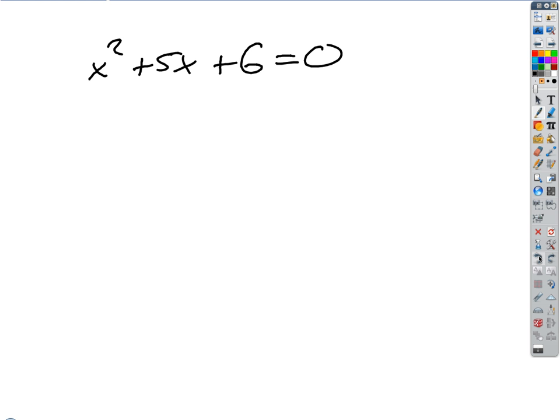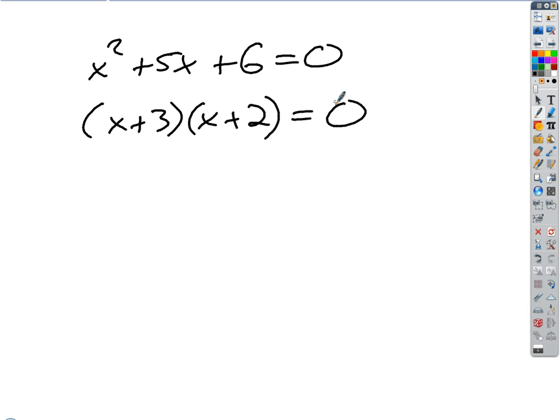Okay, good. They multiply to 6 and add to 5. Are there numbers that do that? Yes, 3 and 2. Now that's a lot easier than having to go through the whole quadratic formula and simplify it, right? If we can just break this apart into x plus 3 times x plus 2, now what are my solutions?